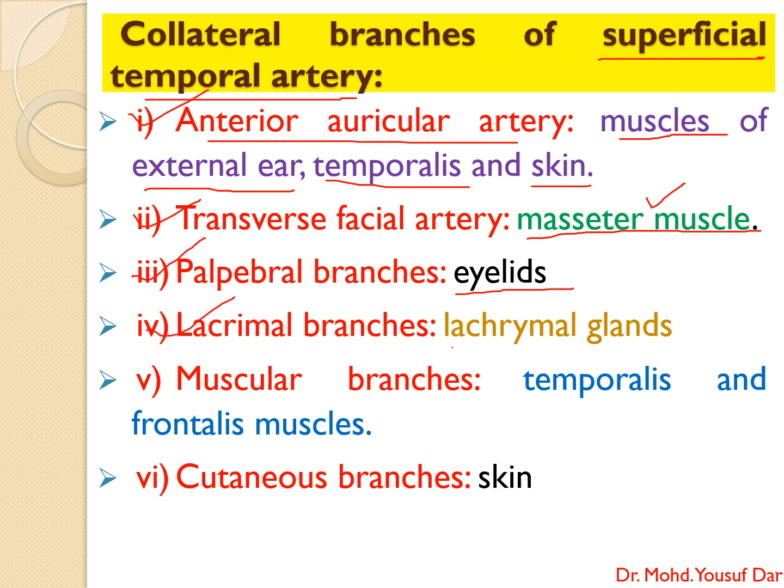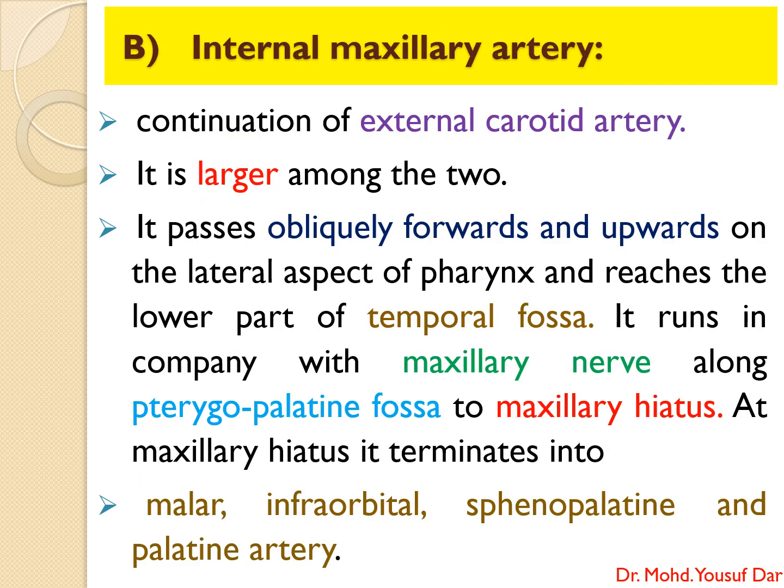The lacrimal branch supplies the lacrimal glands. The muscular branch supplies the temporalis and the frontalis muscles. And last is the cutaneous branch, which supplies the skin. So these were the different collateral branches of the superficial temporal artery: anterior auricular, transverse facial, palpebral, lacrimal, muscular and cutaneous branches. After that, next is the main artery, the internal maxillary, which is the continuation of the external carotid artery. It is the larger of the two. Which one is the smaller?